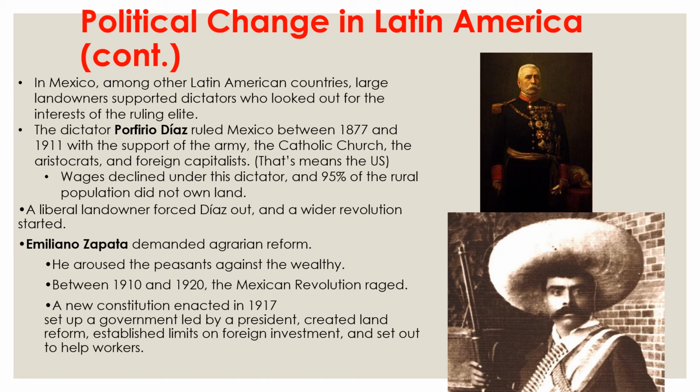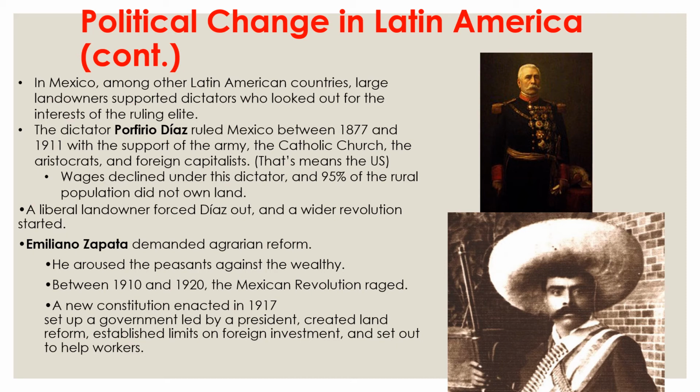In Mexico, among other Latin American countries, large landowners supported the dictators who looked out for the interests of the ruling elite, which also cooperated with the West. The dictator Porfirio Diaz ruled Mexico between 1877 and 1911 with the support of the army, the Catholic Church, the aristocrats, and foreign capitalists. That means the U.S. helped prop up this dictator because it benefited our economic interests in the region.